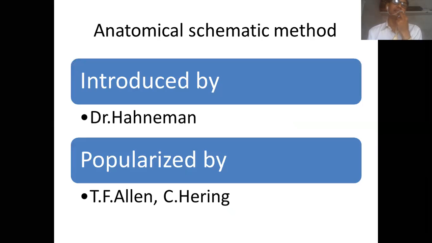The first method is the anatomical schematic method. Three words are there in this heading: anatomical, schematic, method. Anatomy refers mainly to the anatomy of the human being. Why is it said schematic? Because a certain fixed scheme is followed while describing or narrating the symptoms. That's why it is said anatomical schematic method.